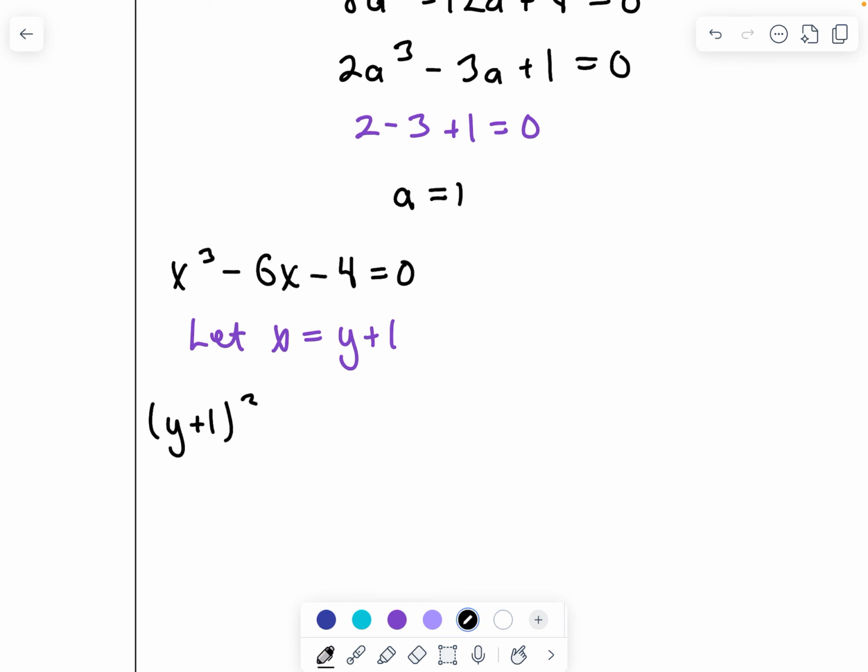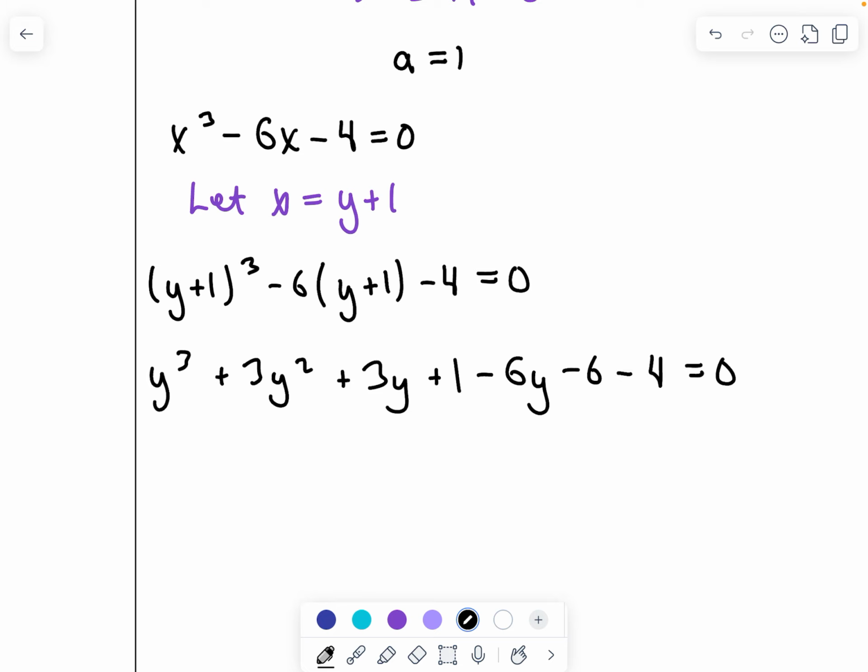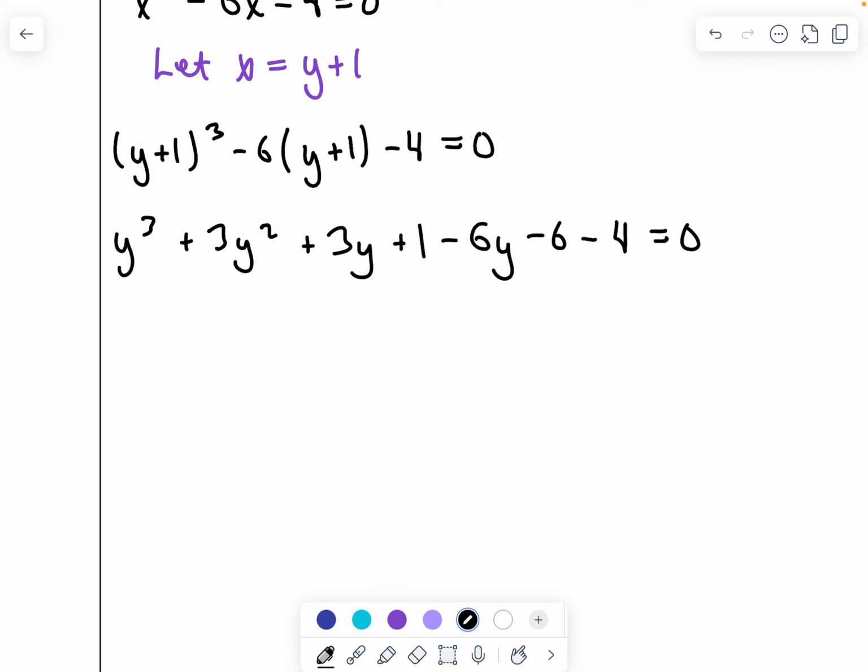So let's go ahead and plug that in. Y plus 1 cubed minus 6 times y plus 1 minus 4 equals 0. Expand, we have y cubed plus 3y squared plus 3y plus 1 minus 6y minus 6 minus 4. All right, great. Combine like terms, we have y cubed plus 3y squared minus 3y minus 9.